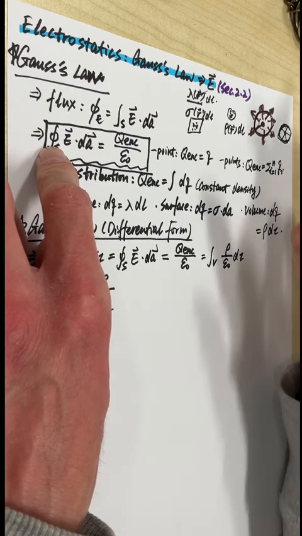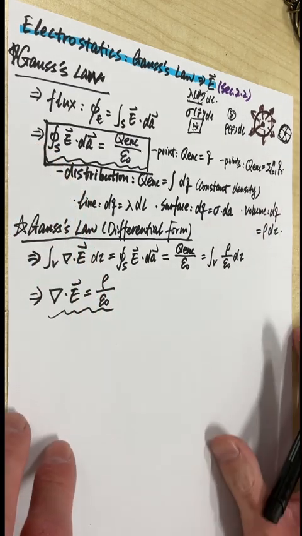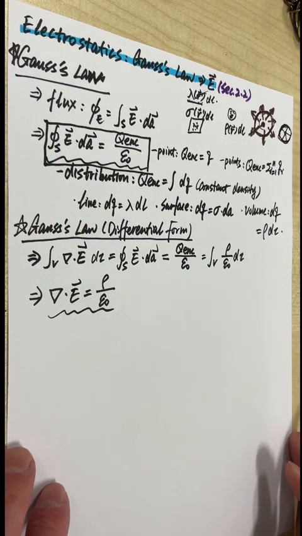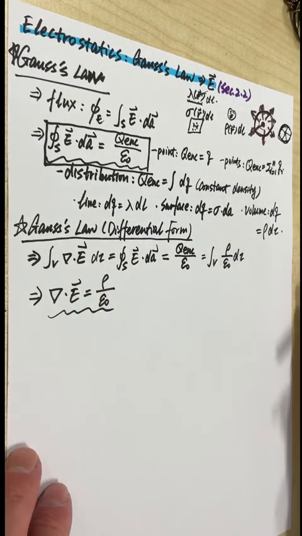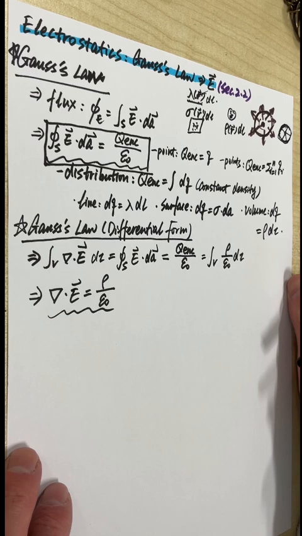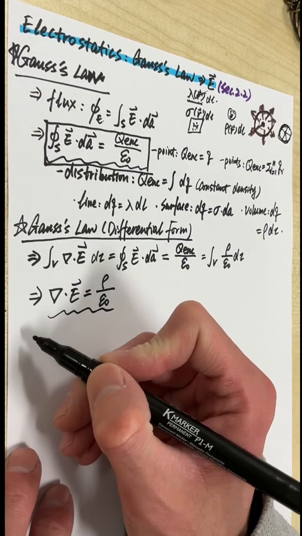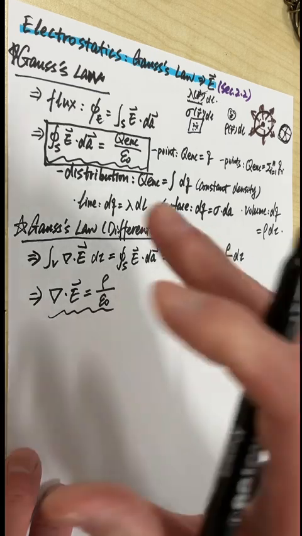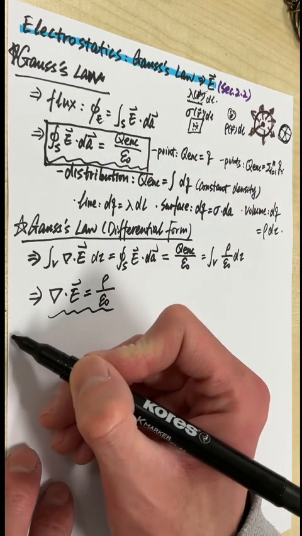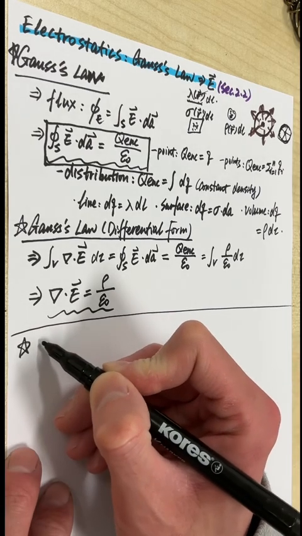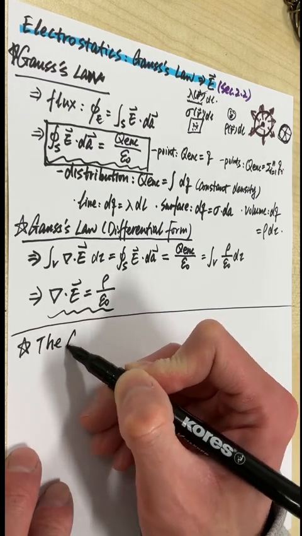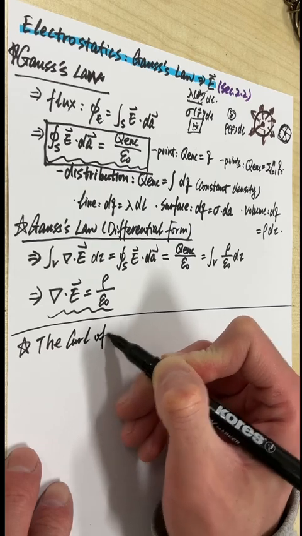We're going to look at some examples. Before we move on to examples, let's look at a very important property of the electrical field that has nothing to do with Gauss law, but is very important for the electrical field, which is the curl of the electrical field.